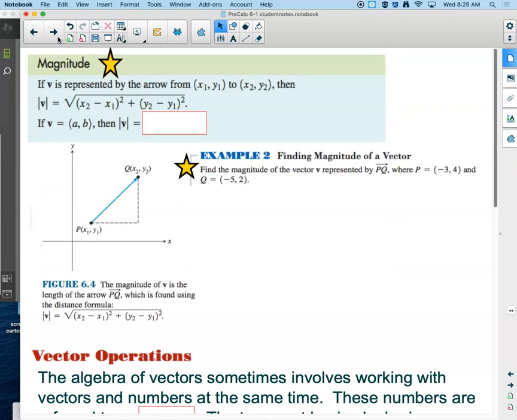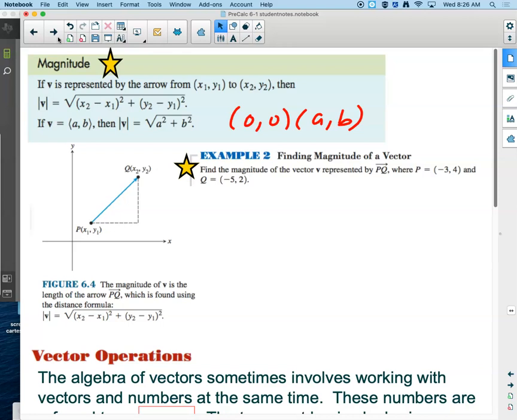So magnitude, if v is represented by an arrow from the ordered pair x sub 1, y sub 1 to x sub 2, y sub 2, then to find the distance, basically this is just a distance formula right here. That's it. So to find that magnitude, if we have the component form a, b, that means that our points were 0, 0, and a, b. So if you put that into the distance formula, it goes a little bit easier, because then you'll just have the square root of a squared plus b squared. Because a minus 0 is a, and b minus 0 is b.